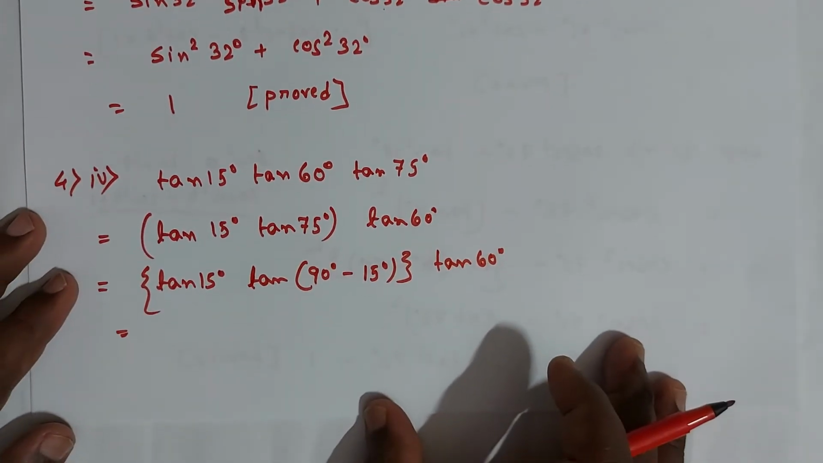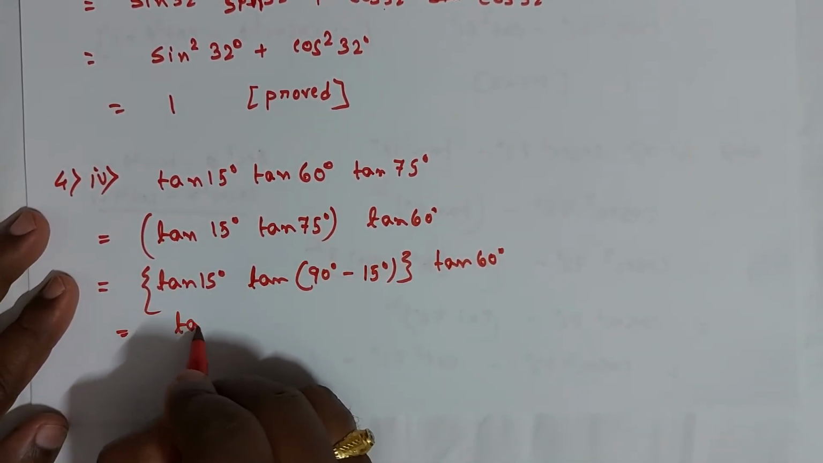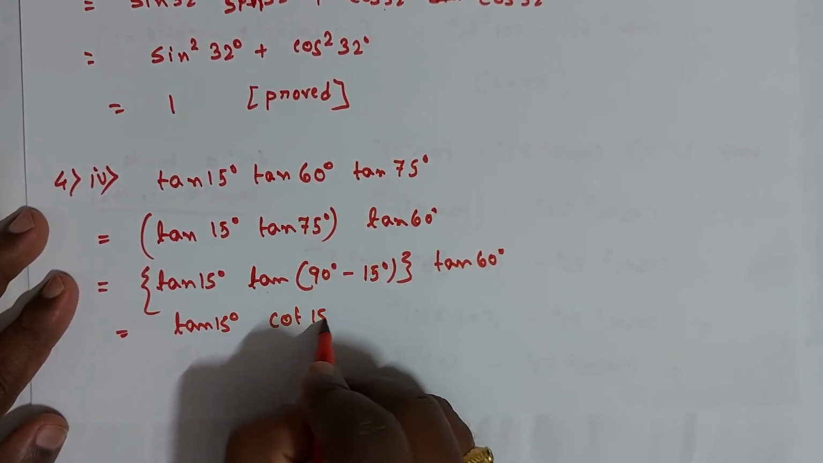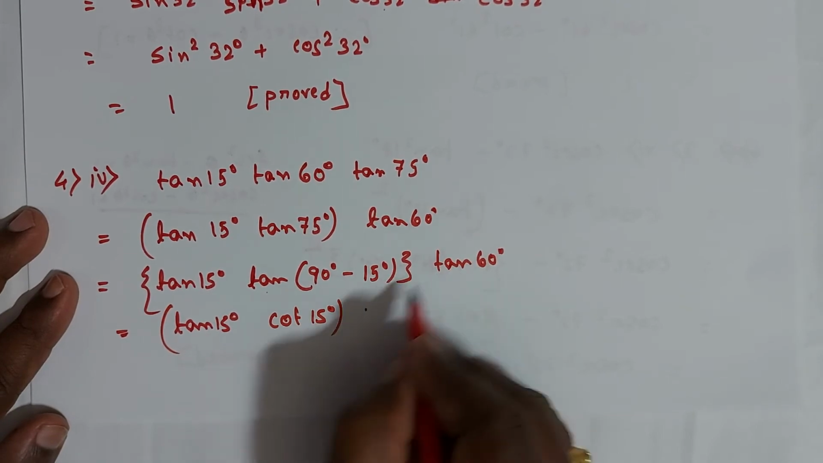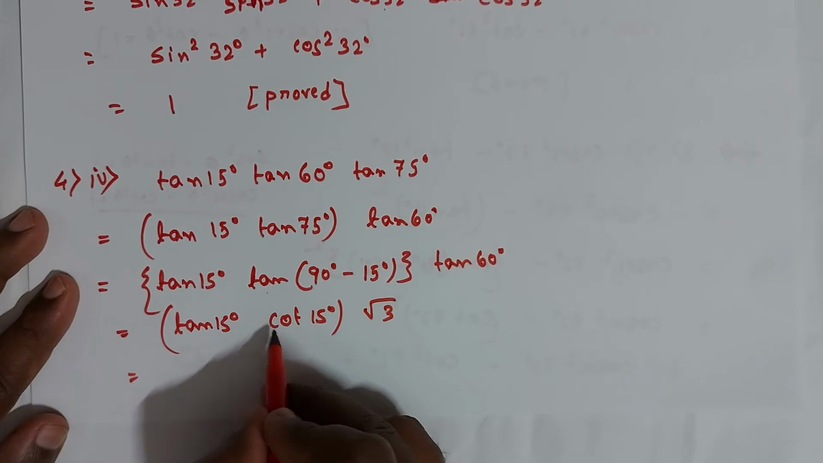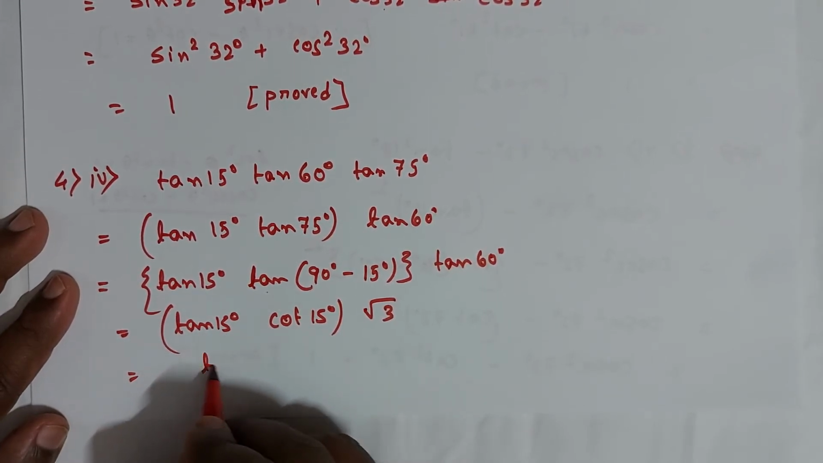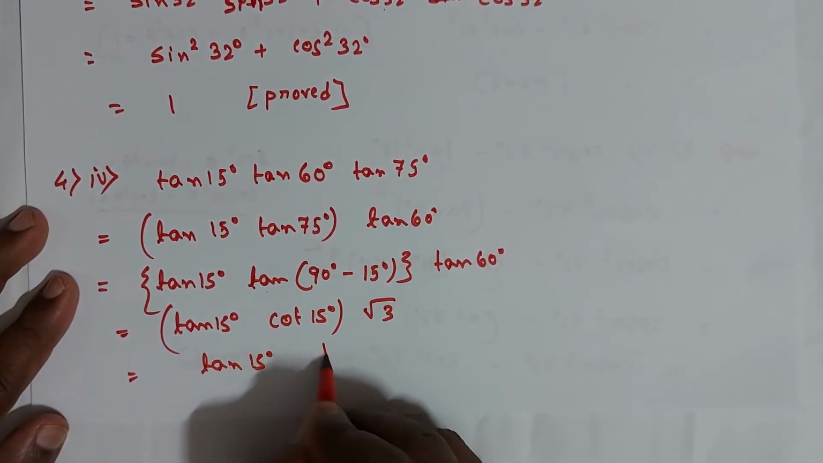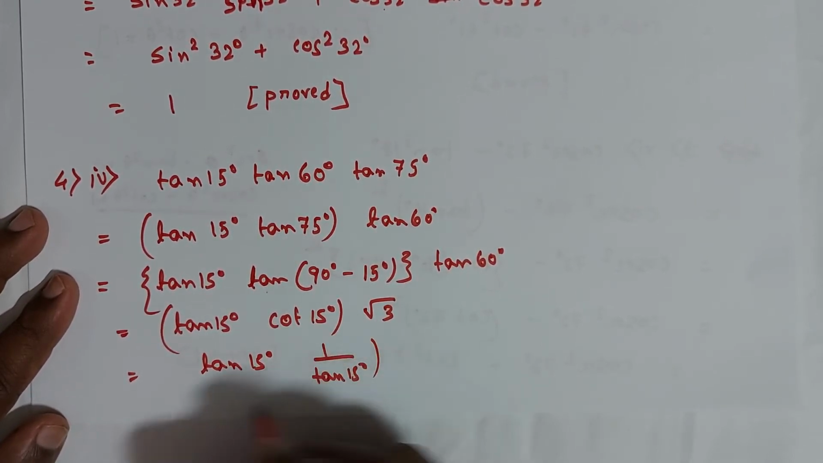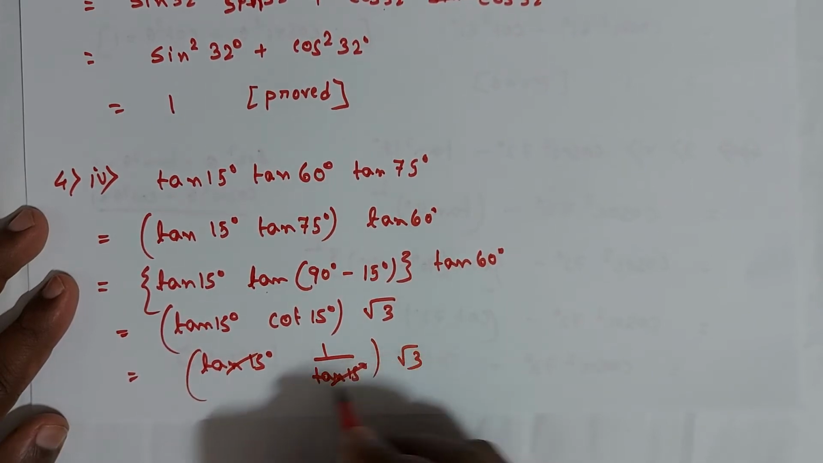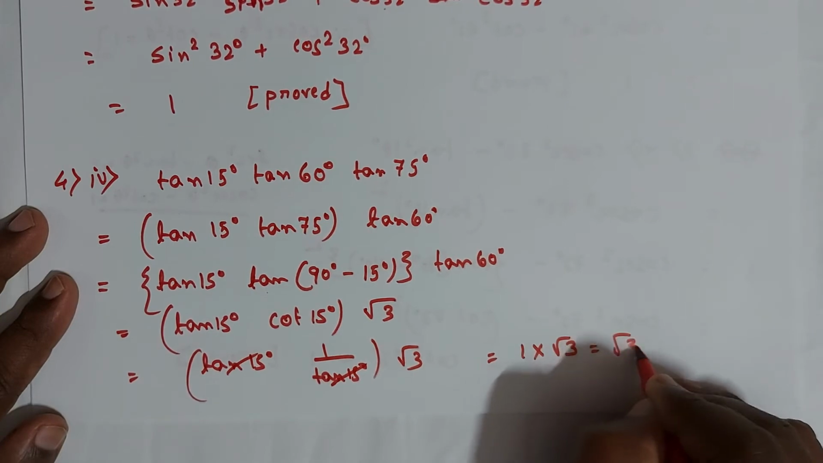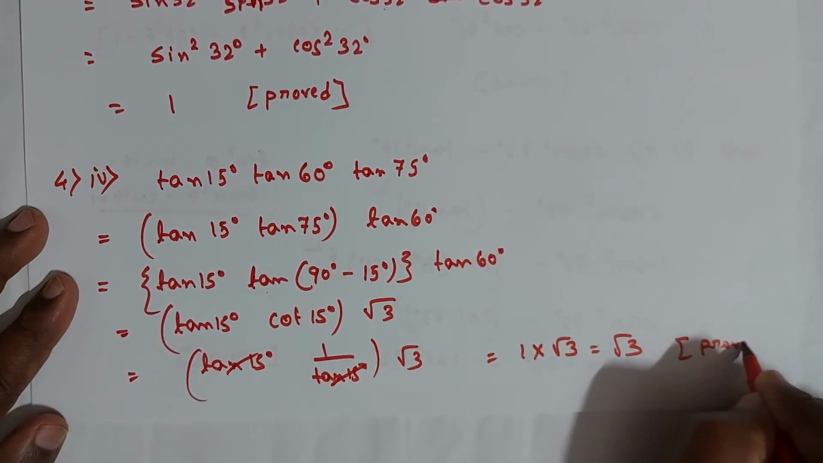Next, tan of 90 minus theta means cot of 15 degree. And tan 60 means root 3. So tan 15 into cot 15. Now we all know that cot theta is the reciprocal of tan theta, so we can write cot 15 degree as 1 by tan 15 degree. So this cancels and equals 1. That means 1 into root 3 equals root 3. So it is proved.